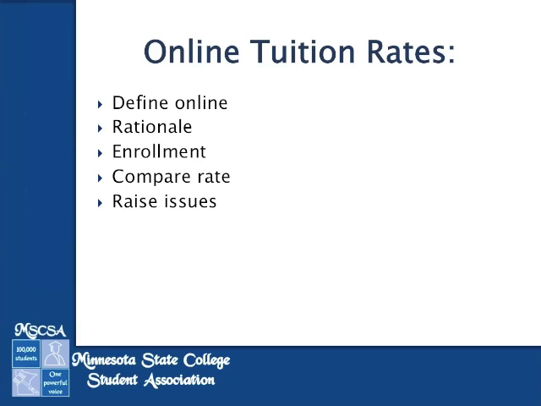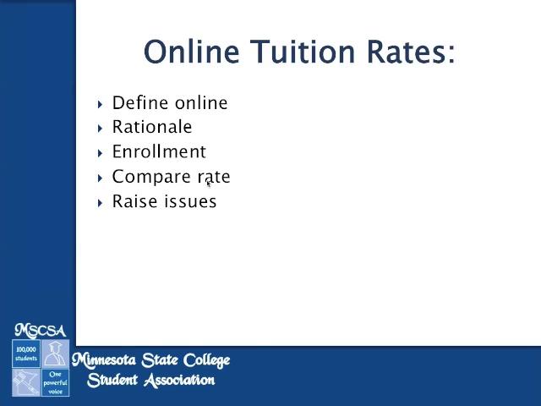You also want to ask, what is the rationale for those rates, or how are those rates set? We know that the rate's higher than on-ground tuition, but why is that, and why is it higher or lower compared to the online rates of other schools? Looking at the enrollment in online classes and programs, if they offer 4 sections of an online course, are they being filled, or could they reduce it to a couple sections and still be at capacity? I mentioned looking at what other schools are charging for online tuition rates, so make sure you're comparing those rates across the system. And then also, this is your opportunity to raise any issues that students have with online, to bring that up to the administration.